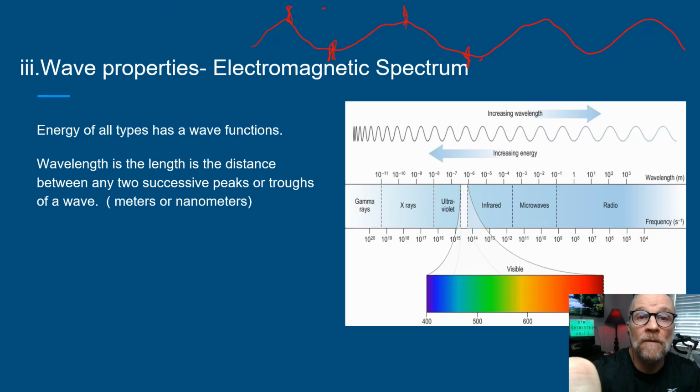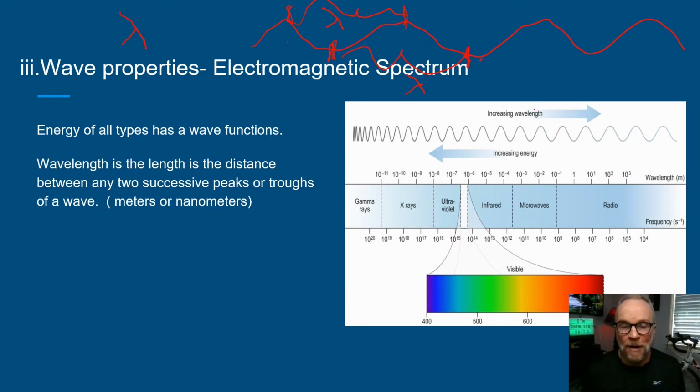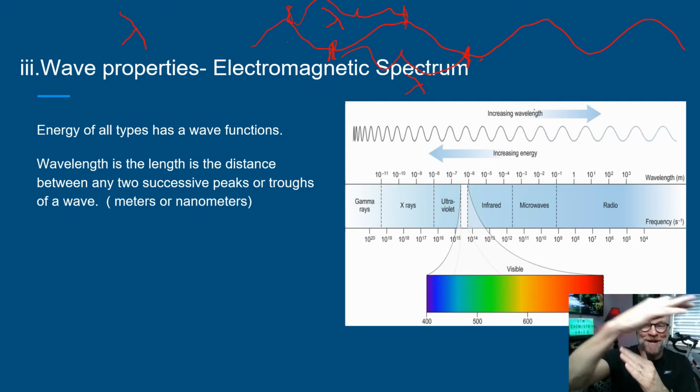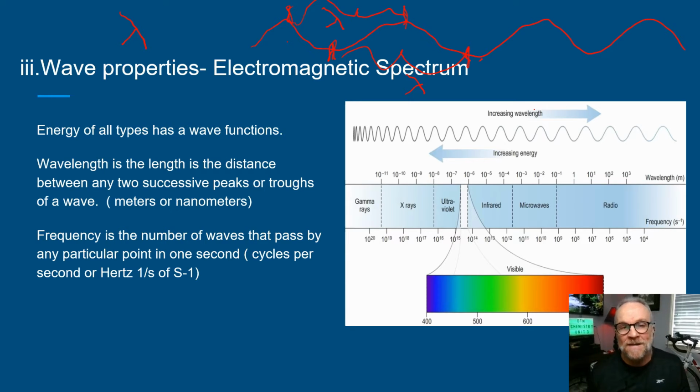And we give these wavelengths a funny symbol, lambda, and it kind of looks like a wave. I always say it kind of looks like a wave crashing on the beach to give you an idea of what that looks like. Okay. And frequency is the number of waves that pass by any one particular point in a second. And so it's the number of these waves that pass by any one point.